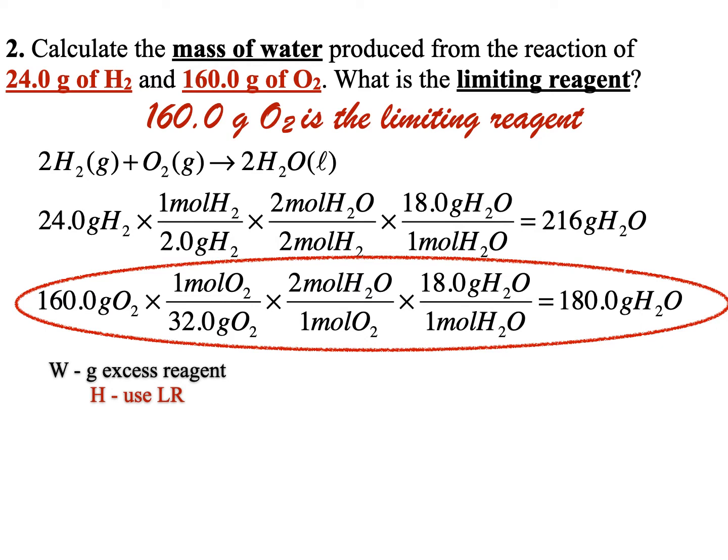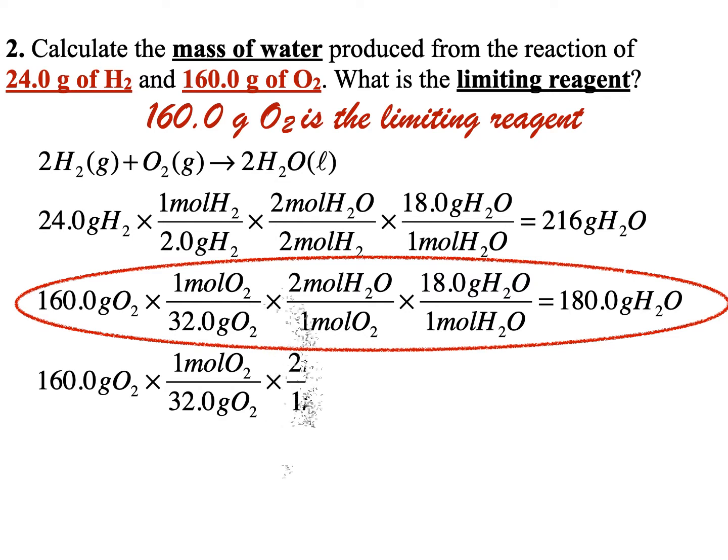Now the second part of this asks for how much of the excess reagent is left over. So we want grams of excess reagent using our limiting reagent. Our limiting reagent is the 160 grams of oxygen, as you see above. My first step is going to be the same as the first step I did in the previous problem. I have to convert my grams of oxygen to moles of oxygen. This time, instead of solving for water, I'm going to solve for moles of H2 because I want to know how much H2 is left over. Then my last step would be 2 grams of H2 over 1 mole of hydrogen. This way my units cancel, and I'm left with grams of hydrogen.